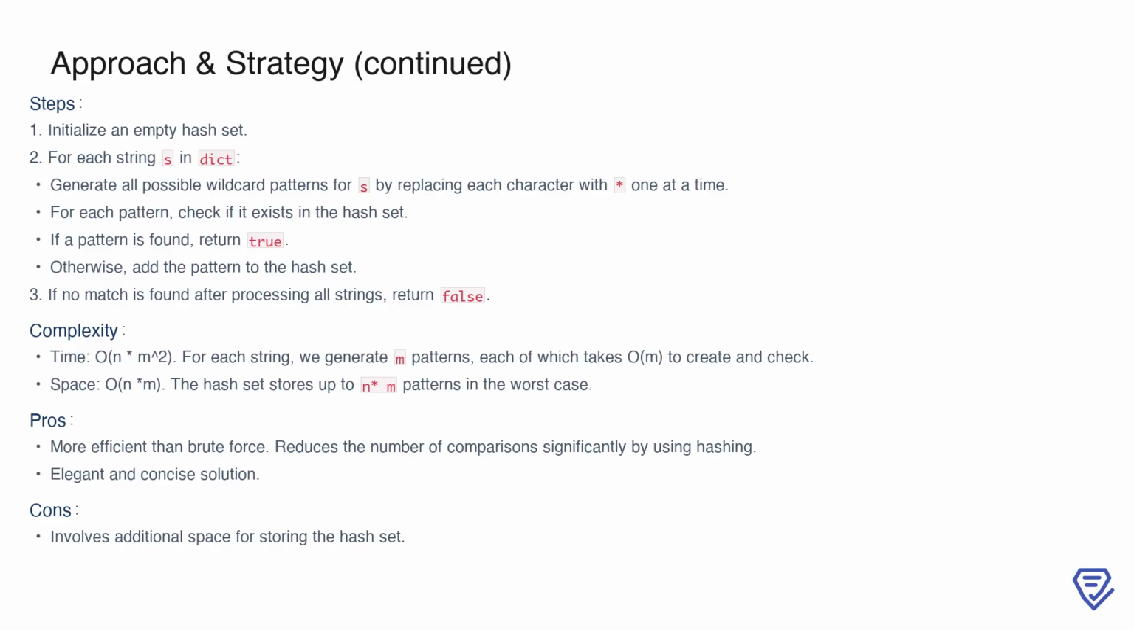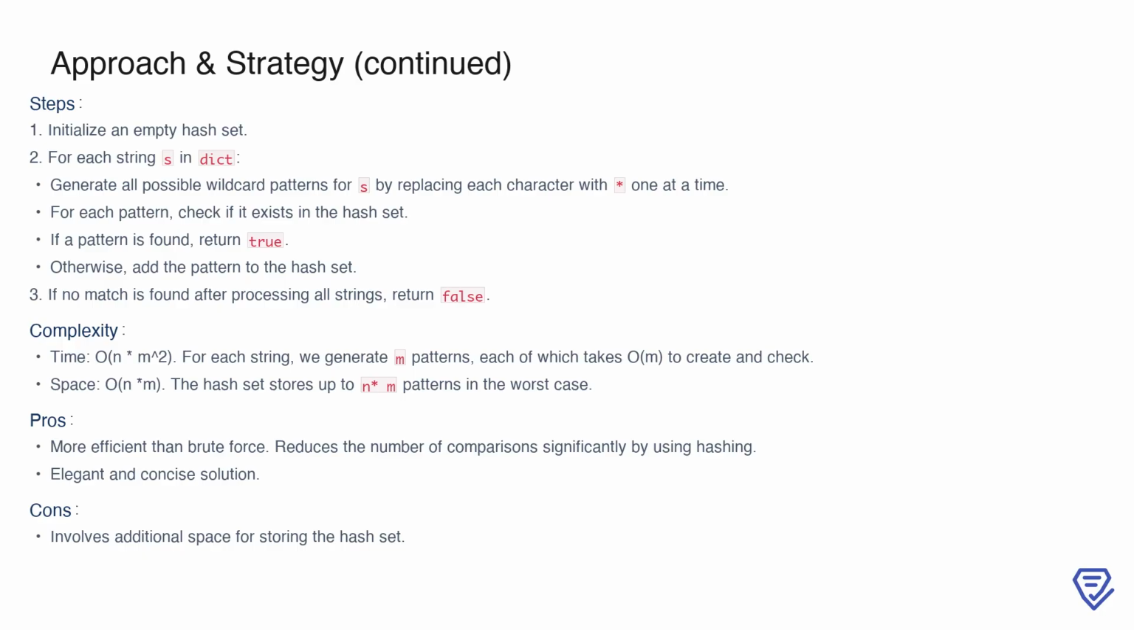Finally, if no matching pattern is found after examining all strings, we return false. This approach significantly improves efficiency. The time complexity is n*m squared, as we generate m patterns per string and each pattern takes m to create and check. The space complexity is n*m, accounting for the storage of patterns in the hash set.